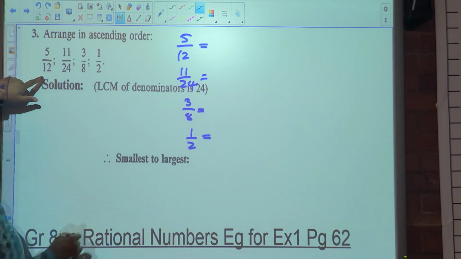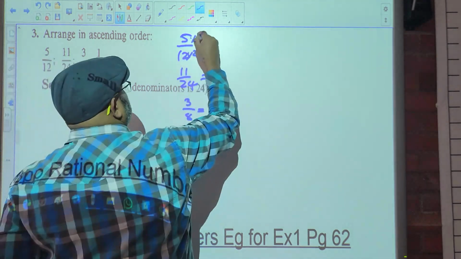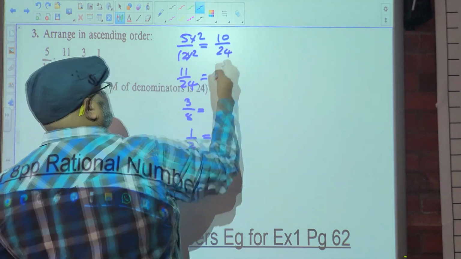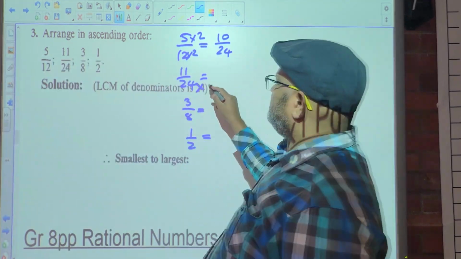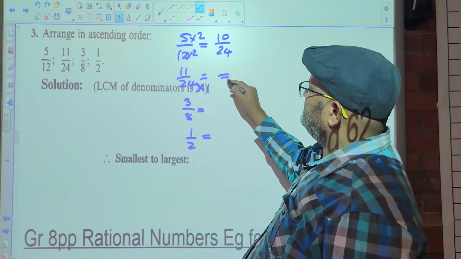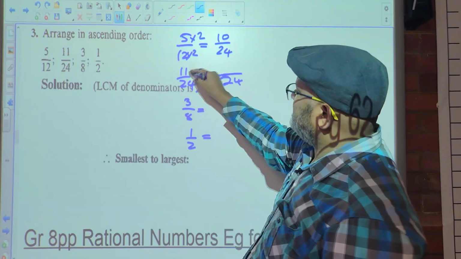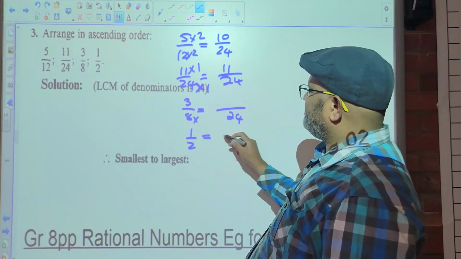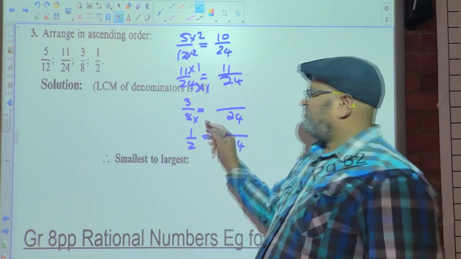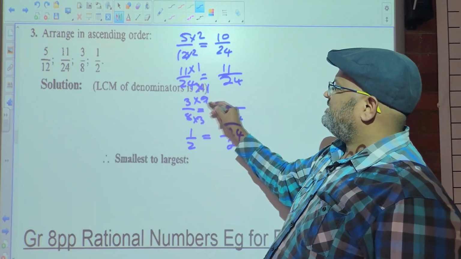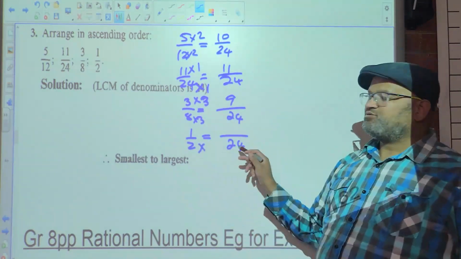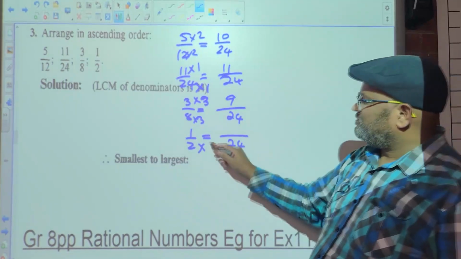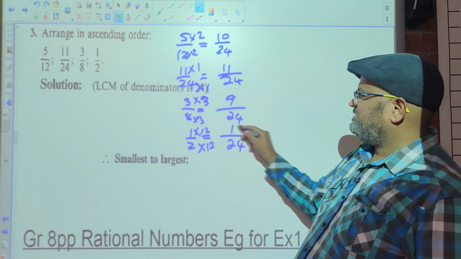Right, so 12 times what is 24? Times 2, so it's 10 over 24. So 24 times what is 24? 1. So it's going to be 24 times 1 gives you 11. How do I get from 8 to 24? Multiplied by 3, so it gives me 9. 2 times what is 24? 12. Gives you 12.